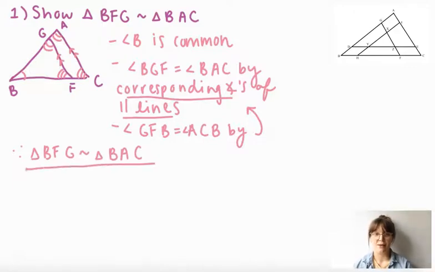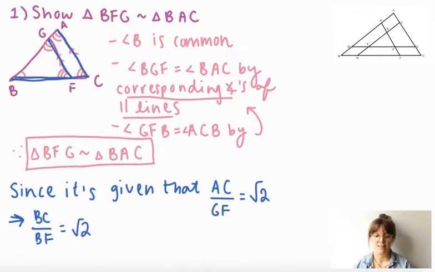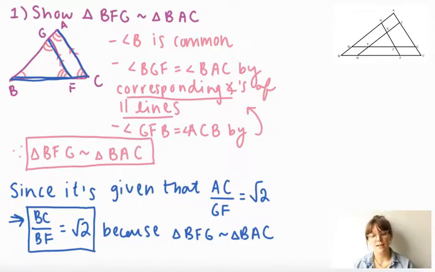Okay? And now, going back to that given information at the start, since we know that AC on GF is equal to root 2, we can also say that BC on BF is equal to root 2, since triangle BFG is similar to triangle BAC. If that doesn't quite make sense, the reason is that AC on GF equaling root 2 is the same thing as saying the length of GF, when we multiply that by root 2, we get length AC. Since BFG is similar to BAC, that common ratio is going to be true for every pair of side lengths that we're working with here. So, by that logic, we can say that BC on BF is also equal to root 2.